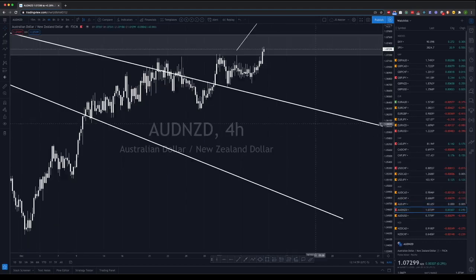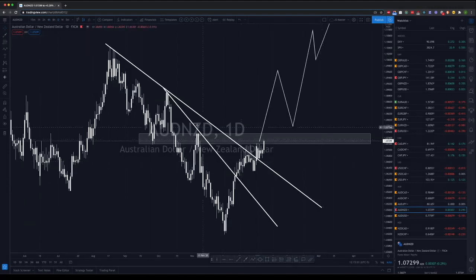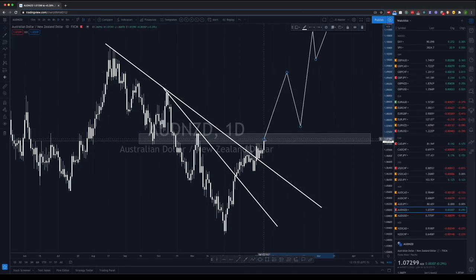AUDNZD, I'll just keep this on the list for now, but there's no real clear price action for me. Price still has a hell of a lot to do, so I'll just update it a little bit so we can see. I just want to see price continue to move higher, clearly break past this level, come back, retest it, and then look for further long positions. And then we could probably target these highs of the past.